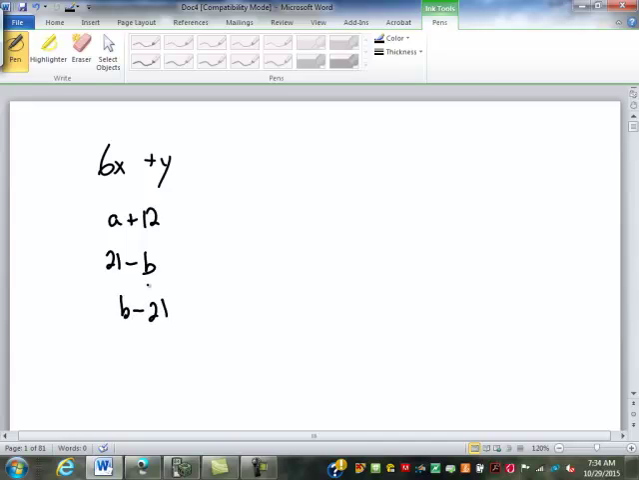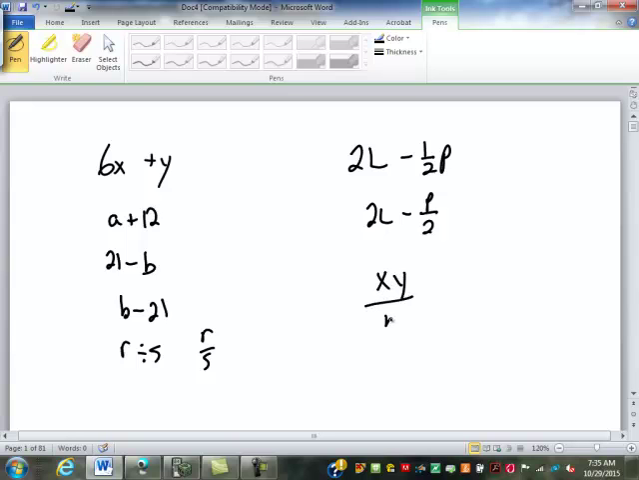B minus 21. Divide r by s. R divided by s, or r over s. Twice L minus 1/2 P. 2L minus 1/2 P, or 2L minus P over 2, or 2L minus 0.5 P. The product of x and y divided by the square of m. xy over m squared, or xy divided by m squared. Either one of those is fine. So any questions on those first 7?